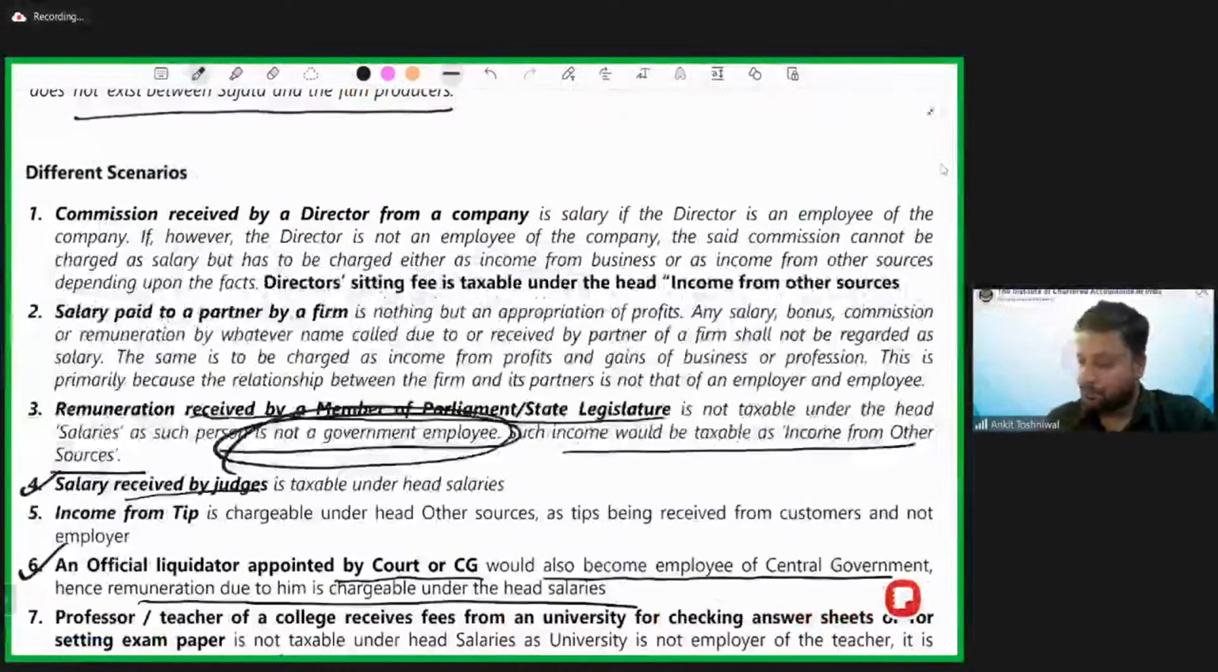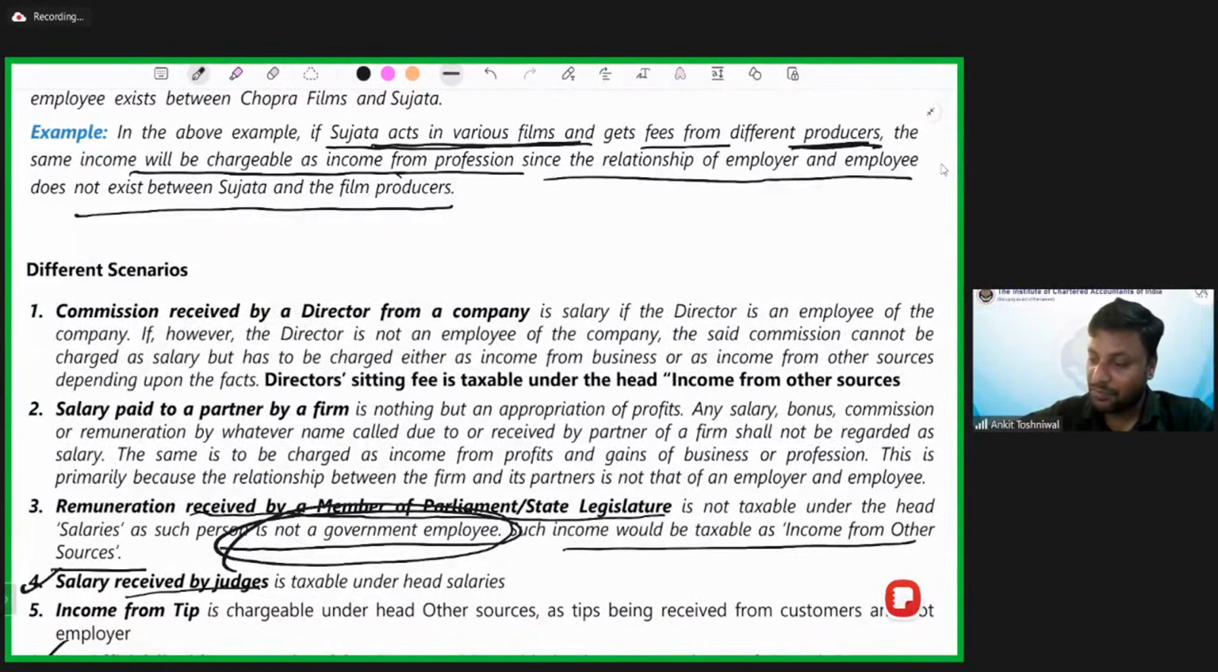Last one. This is very, very important. A professor who teaches in a college and receives 10,000 per month. Is such 10,000 per month taxable under the head salary? Yes, because there is an employer-employee relationship between the college and the teacher or professor. So it is taxable.